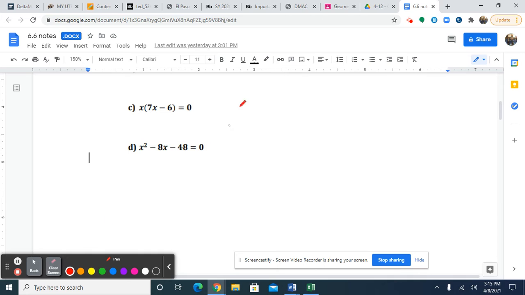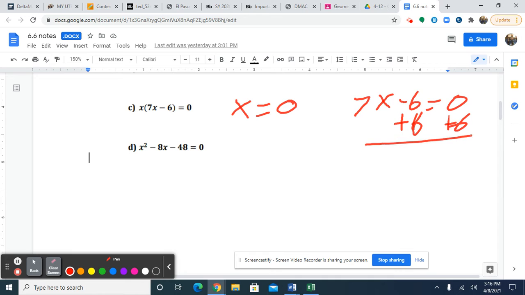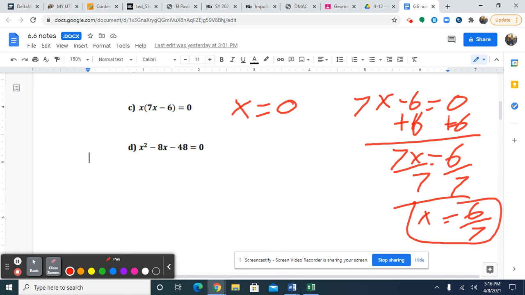So now let's look at example C, where we have an x and then 7x minus 6. So we still have two solutions there, except x is by itself, so x equal to 0 would be one of our solutions. And the other solution would be the same as we've been doing. We would add 6 to both sides and then divide by 7. So x is equal to 6 over 7.